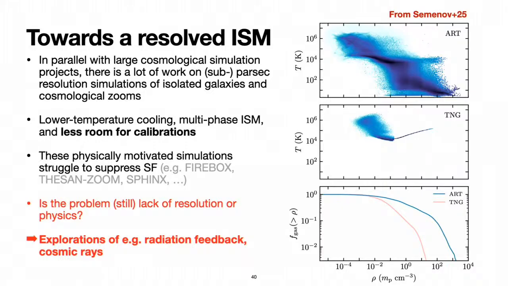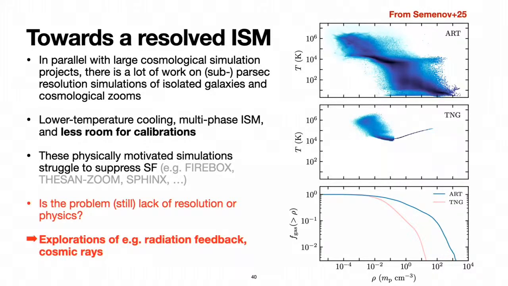Gas can actually start to fragment, form cold clumps, and you have a multi-phase ISM. So now people have been doing that also for the last 10, 15, 20 years. But as they increase the resolution and try to minimize the assumptions that you make in these subgrid recipes, it actually turns out that it becomes harder and harder to suppress star formation and create galactic outflows that you see in observations.